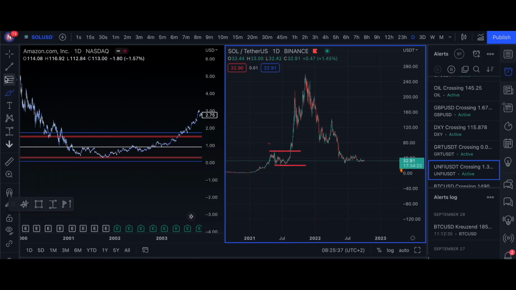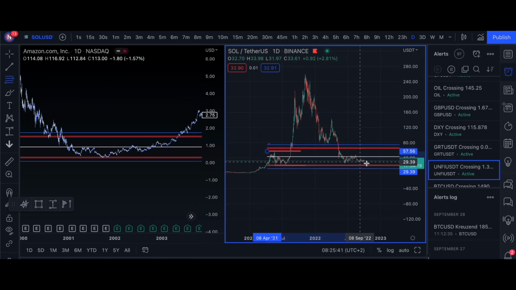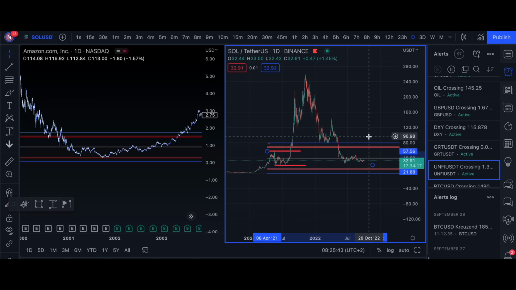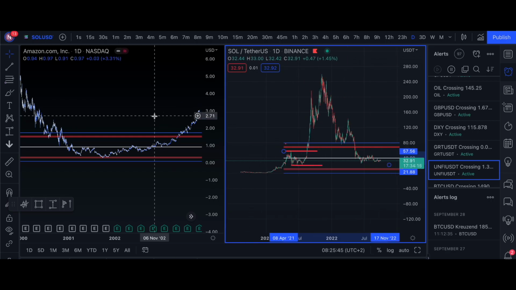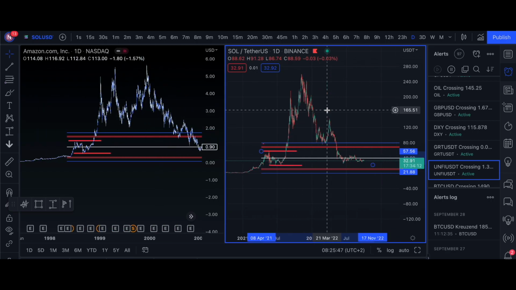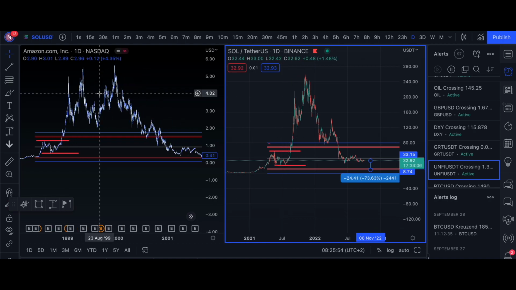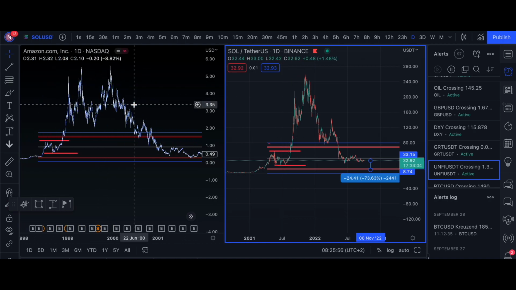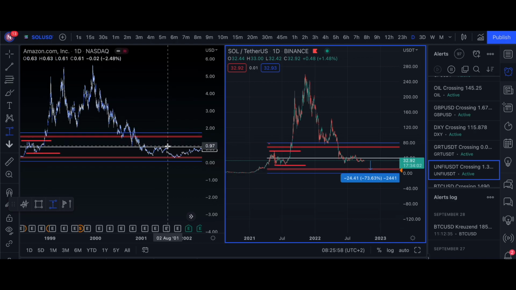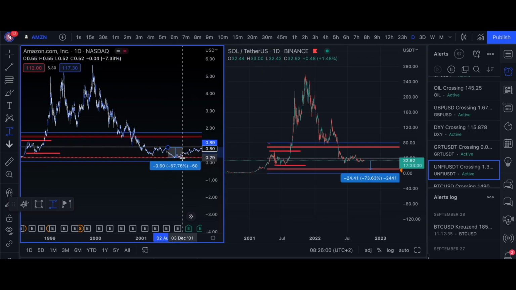As I said, I'm not comparing the company Amazon with the currency project Solana, but we are comparing market structure, and this looks so similar, and I'm pretty primed for Solana. This will represent another drop of 73% up to 80%. Let me show you here. It's just insane. I think this is so beautiful.